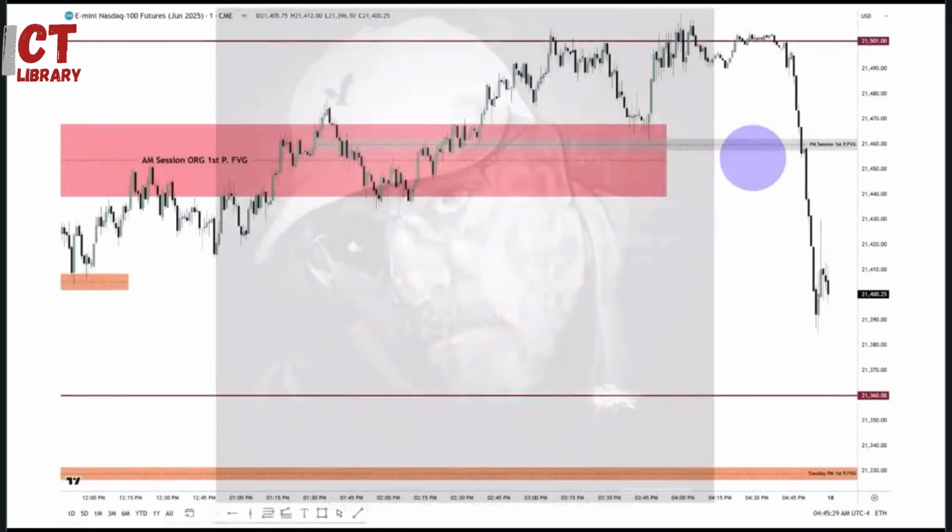Right here's the afternoon, and you can see that is the first presented fair value gap for the PM session between 1:30 and 2 o'clock Eastern time. The market trades down to the low of the actual AM first presented fair value gap, rallies back above consequent encroachment, and then look how it accumulates inside of the first presented fair value gap between 1:30 and 2 o'clock. It helps you identify the actual fair value gaps that are going to help you know which one to trust.